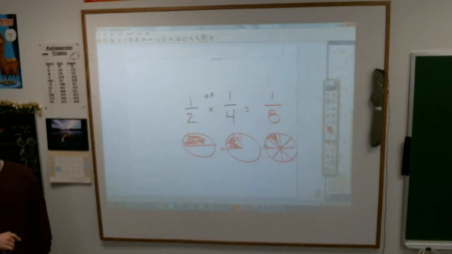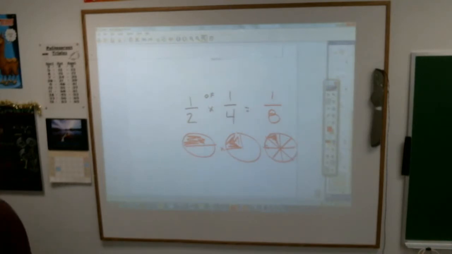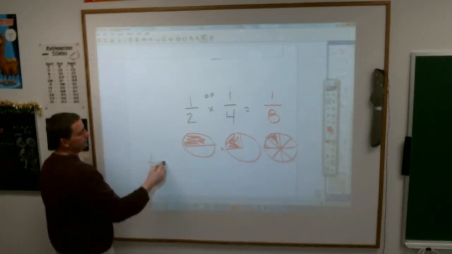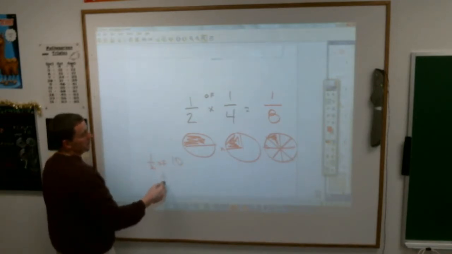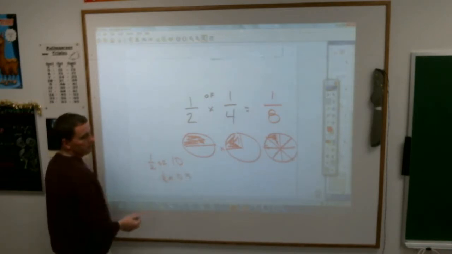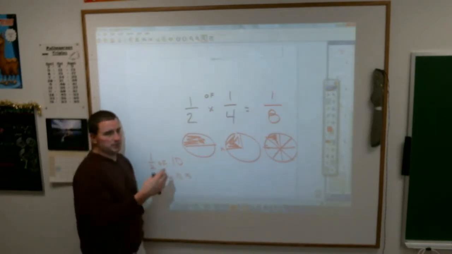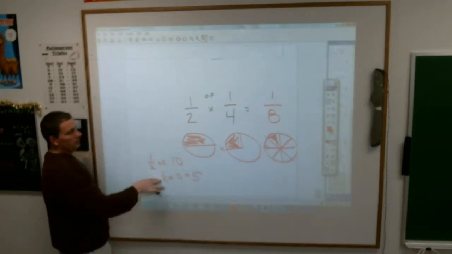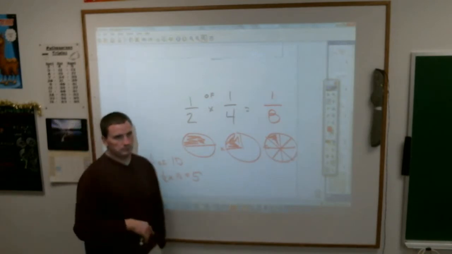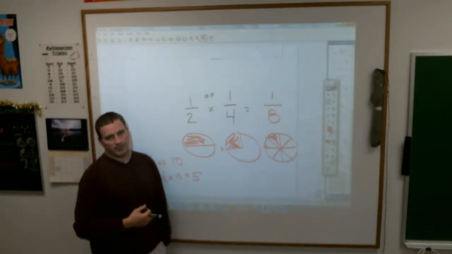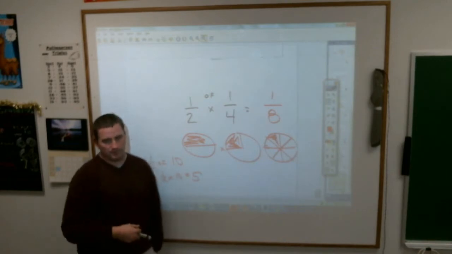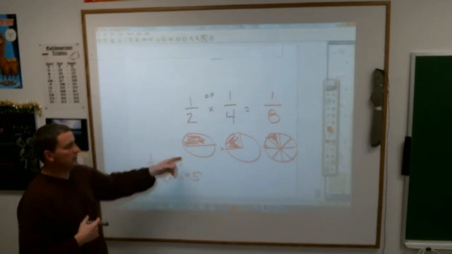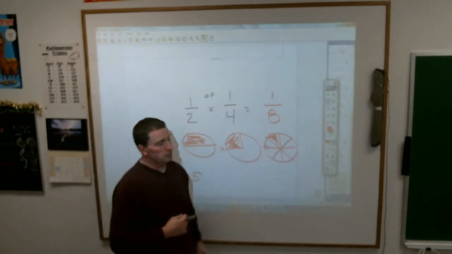Which makes sense, because if I asked you what is 1/2 of 10, which is the same thing as 1/2 times 10, what is half of 10? You don't have to do the math, just tell me the answer, Elijah. It's 5. Or, I guess we'll do 1/2 times 20 is 10. So when you multiply by a fraction, you end up with something smaller than you started with.